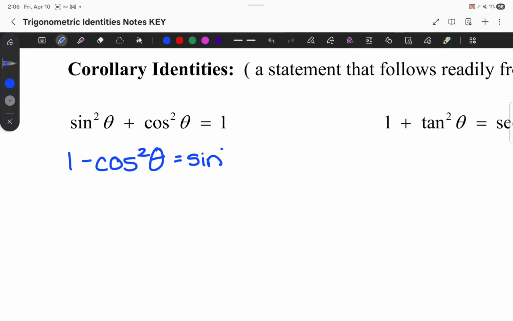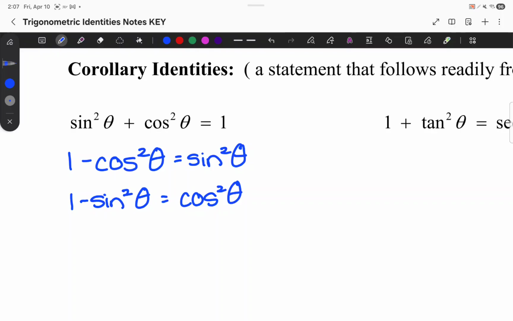Yeah. So the idea is you can rearrange this equation in different versions and it will still be true. And the same thing if you had 1 minus sine squared theta, what would that one be equal to? Cosine squared theta.